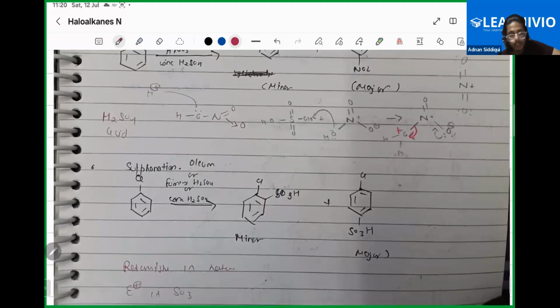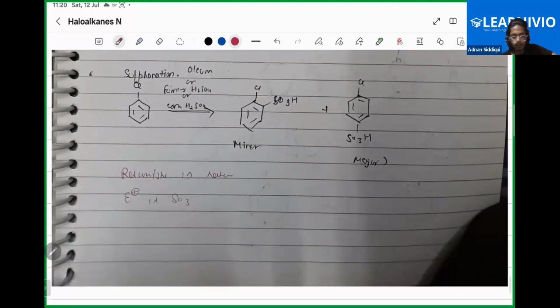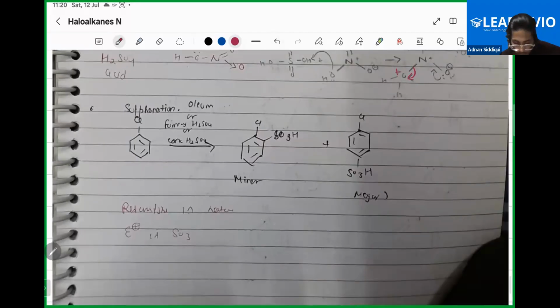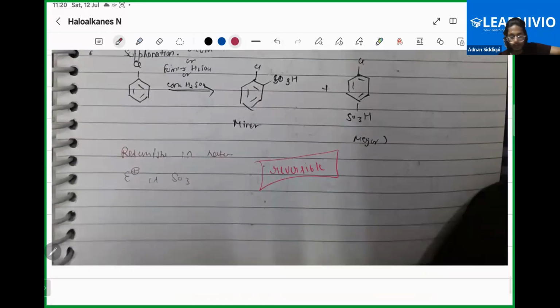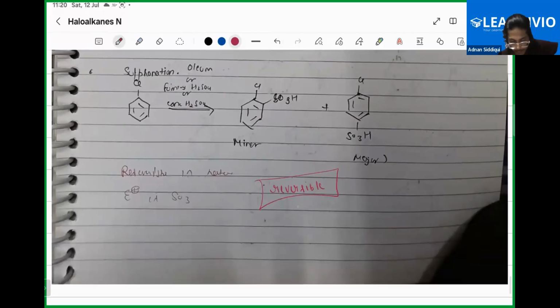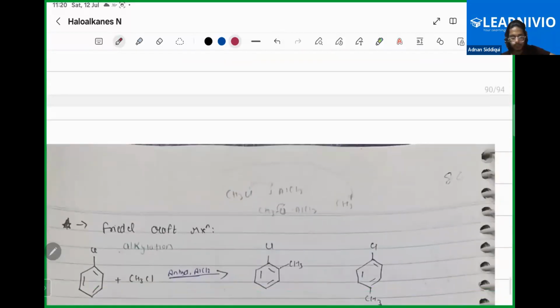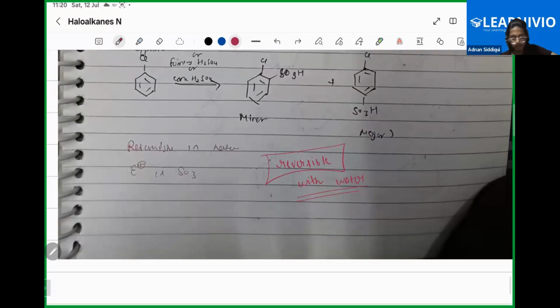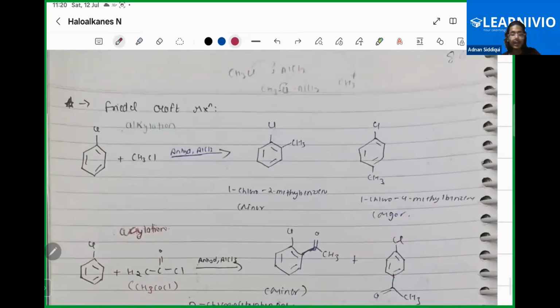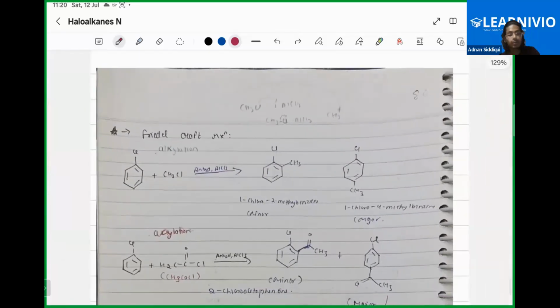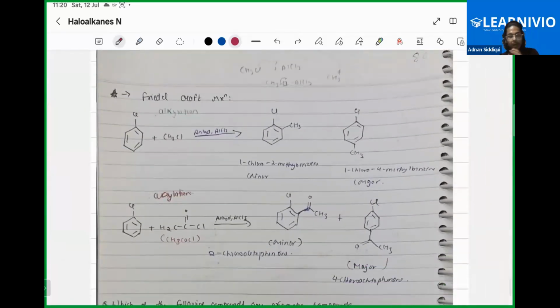Major and minor, you know. For sulfonation, we will use only concentrated H2SO4. And one more thing, sulfonation is a reversible process. They will ask you in the exam which one is reversible, so you will have to say sulfonation is reversible with water. Here the electrophile is also SO3. Friedel-Crafts acylation and alkylation, I think. Do you remember this or not? Yes, sir. Are you sure? Yes, sir.